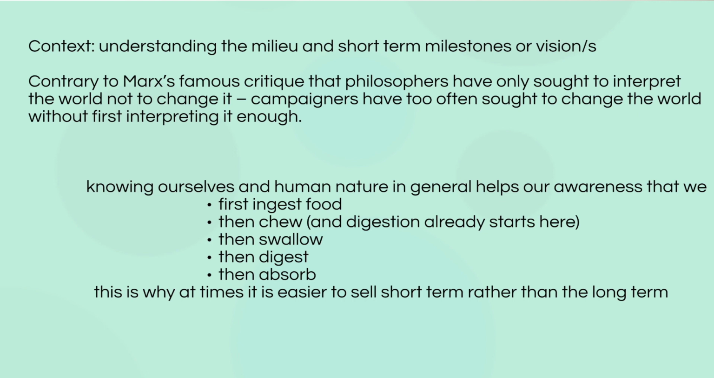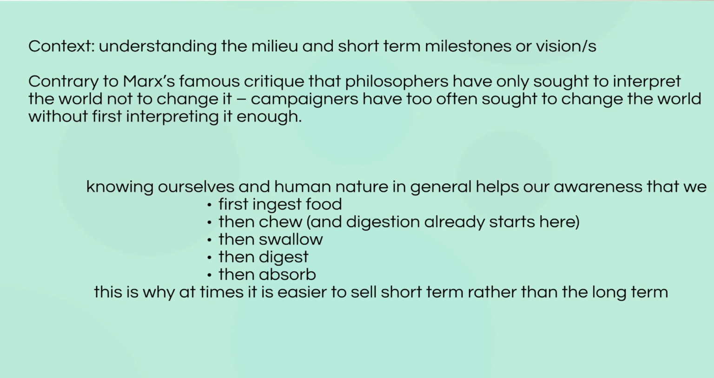What do we do when we eat? We first ingest food, then we chew, and digestion, you should know, already starts with the chewing. Then we swallow, then we digest, and then we absorb. This is why, at times, it is easier for people to sell short-term goals or visions, because they can see them. They can see that they are something they can digest. Whereas if you approach with very big generic terms, they might look like too much to put into my mouth to eat at one go. And you might be knocking on doors that will close on you.